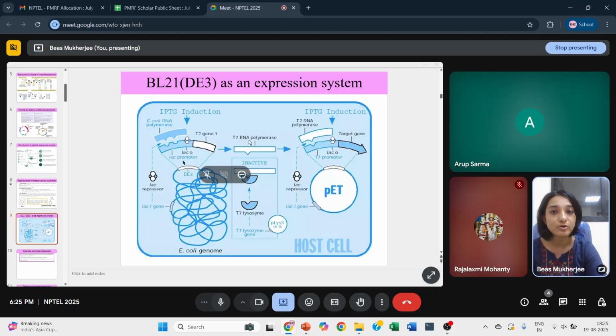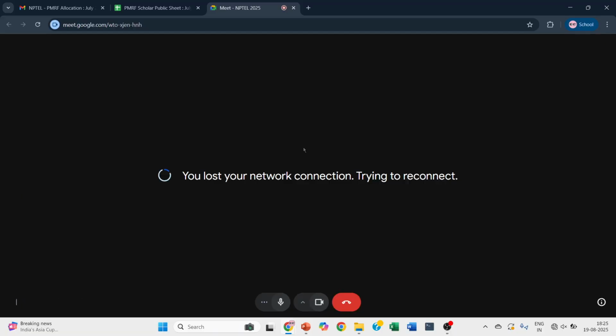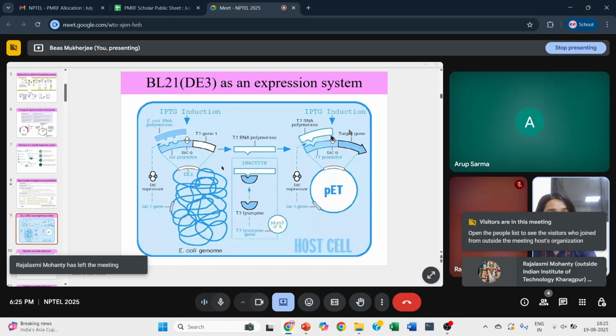This T7 RNA polymerase goes and in your pET, that is the vector that you are introducing, there is a promoter region for this T7 RNA polymerase. So T7 RNA polymerase gets synthesized and it comes and recognizes its promoter region and binds to the promoter region, and the downstream gene is your gene of interest. It's the one that codes for your protein of interest, right? So this is your target gene.